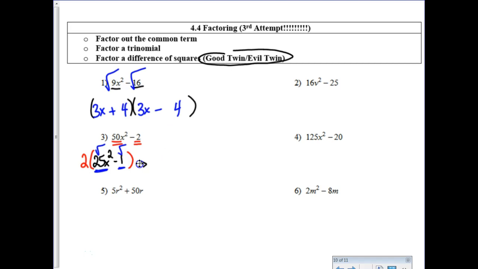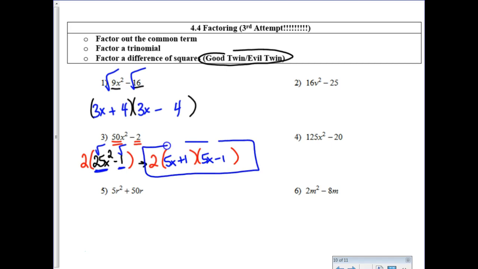So if you take the square root of each of these, this is where some of you kind of had a problem on the last test. That 2 you took out is still in front of the problem. But now you're going to continue factoring the 25x squared minus 1 into its square roots. So 5x plus 1 and 5x minus 1. Those are the kind of problems where, yeah, you're going to have to do this in 2 steps.